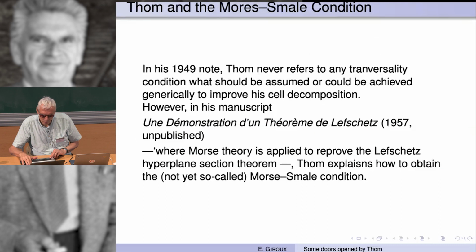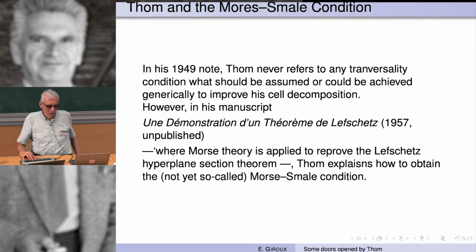So, why did Thom not realize that this was the right condition to impose, right? And indeed, in his note from '49, he never mentions any transversality condition that you could achieve or that you have to assume to get a good structure.